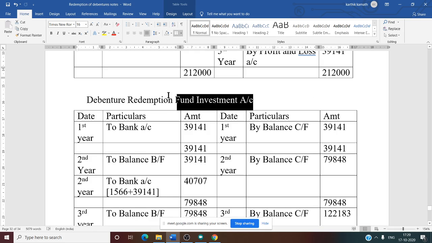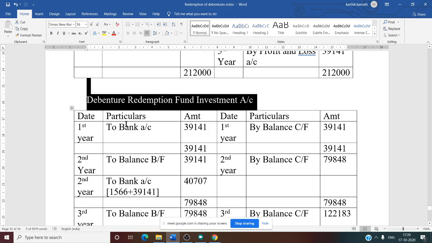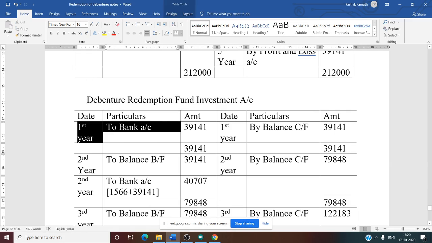So next account is debenture redemption fund investment account. So in this account, you know, investment has a debit balance. So start from debit side. Debit side start. So first year, to bank account. Again here there is no date given. That is why we have written year.